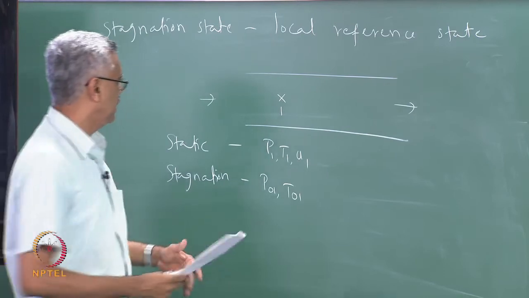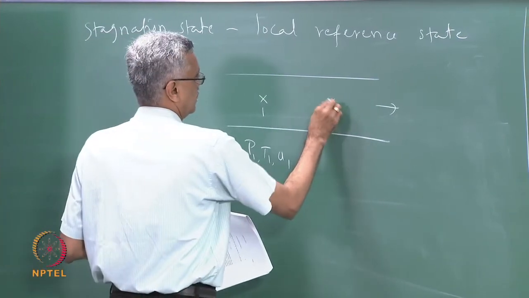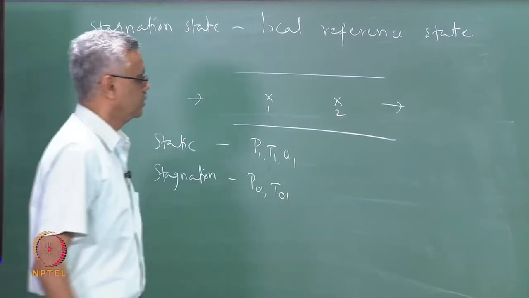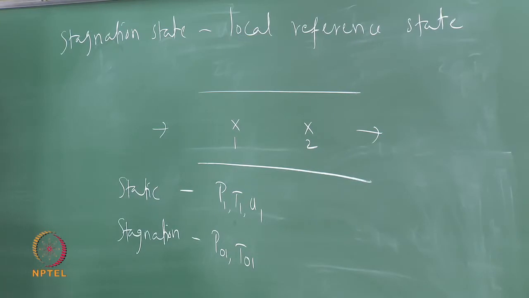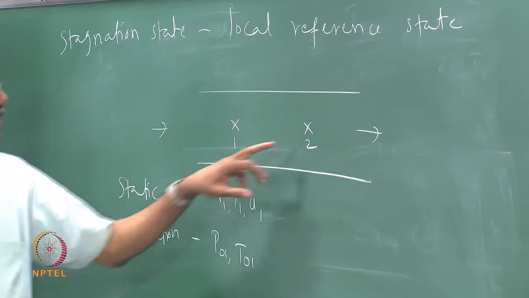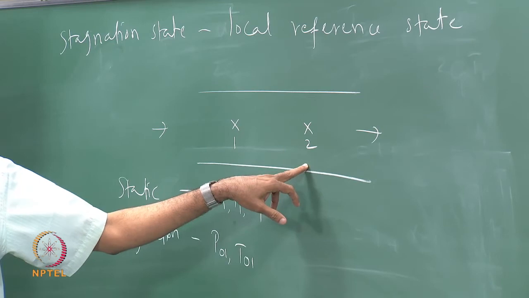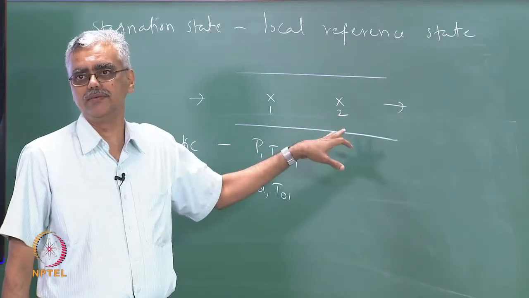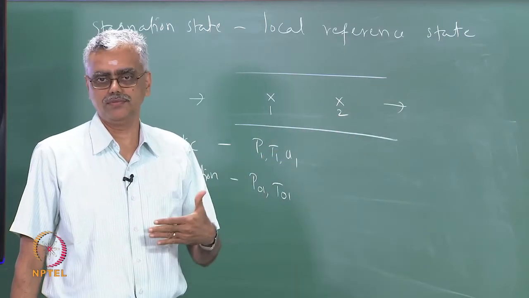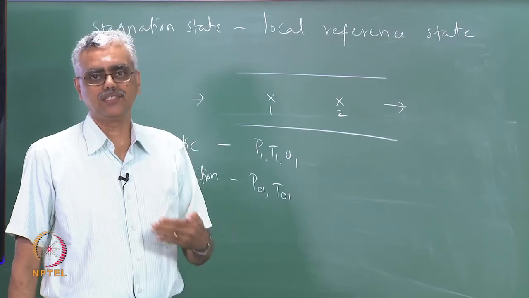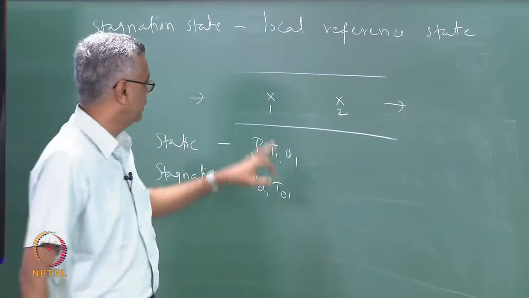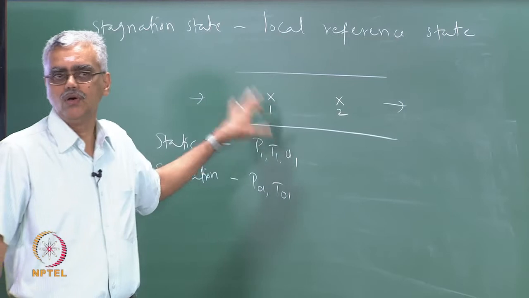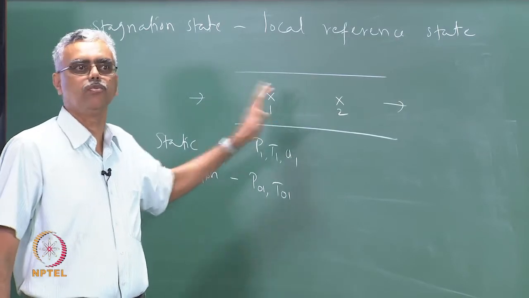Okay. And if I take a look, let us say if I look at another point 2 along the flow direction. Now, what will the stagnation pressure, temperature and stagnation density at this point be? Will it be the same or will it be different? That is the next question. So, the stagnation condition at a given point depends upon what interaction the flow has upstream of that point.